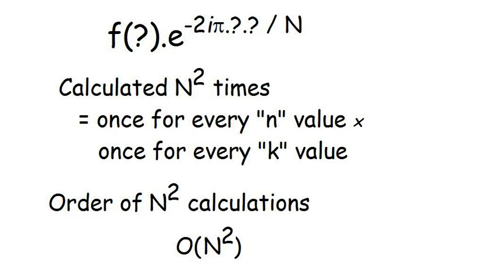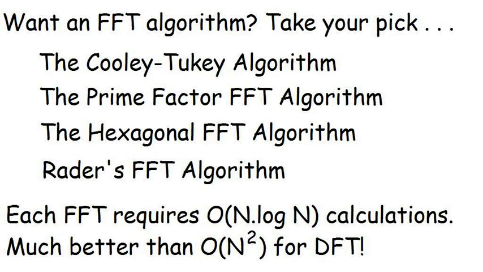That basic formula is calculated capital N squared times. For each of the capital N k values, capital N terms are added together. If you double capital N, the number of calculations goes up by 4. We say that the discrete Fourier transform is of the order of n squared calculations, usually written as n squared within brackets, preceded by a capital O, as you see. Clearly we want to reduce this, and that's where the fast Fourier transform comes in.